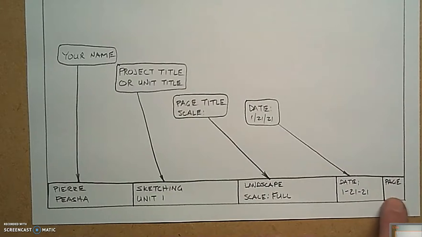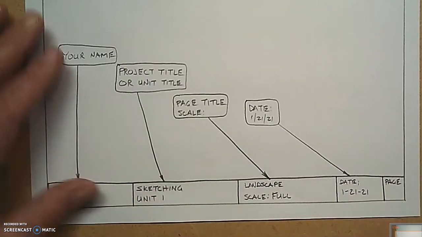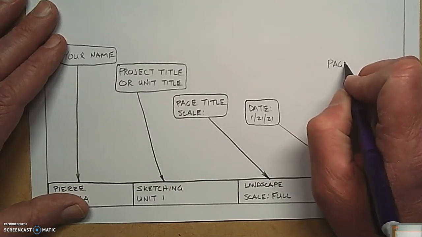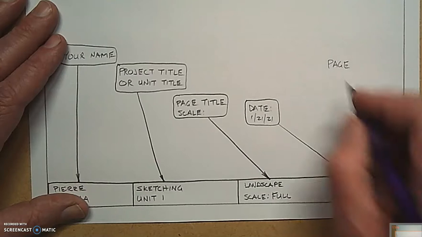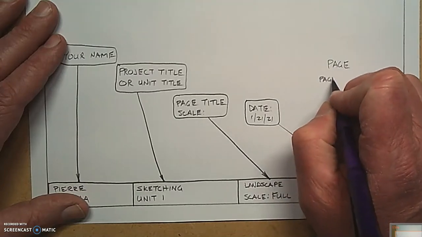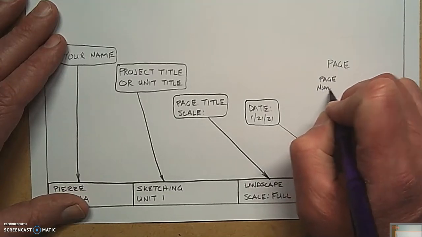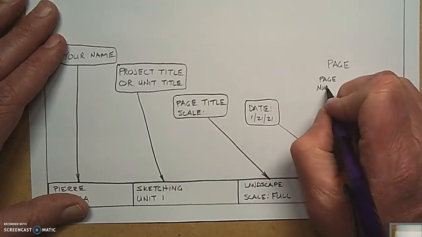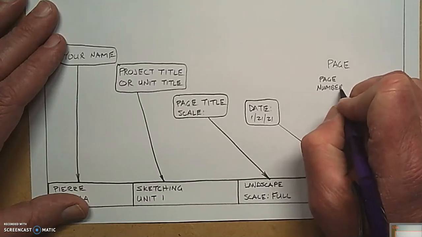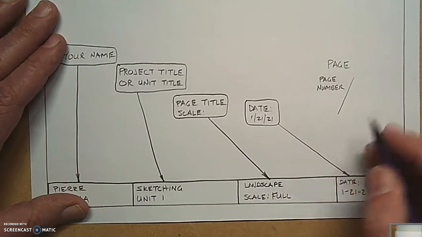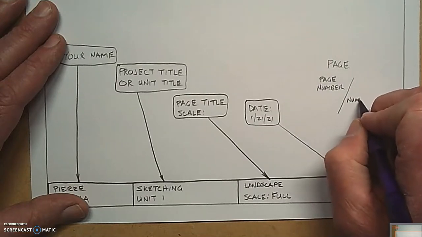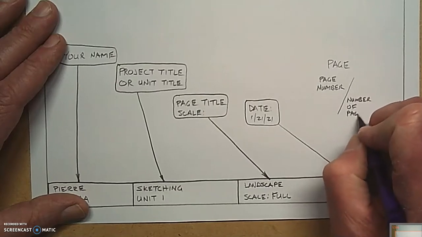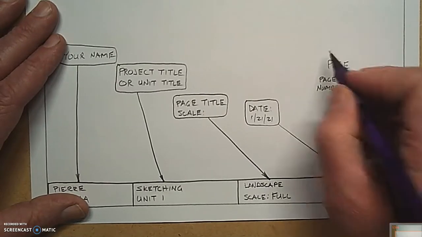Now this page number over here, we're going to write this down. I'm going to use this area here. I want you to write the word page. And then below that, in smaller letters, page number. Whoops. You can't even spell number. And then a diagonal line, and above that is going to be the number of pages. Draw a box around that.